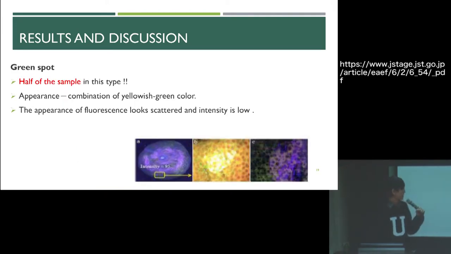And the third case is the green spot, and almost half of the samples are of this type. In the color image, the appearance will be a yellowish green spot, a little spot on the surface of the citrus, and the fluorescence will look scattered, and the intensity will be very low.